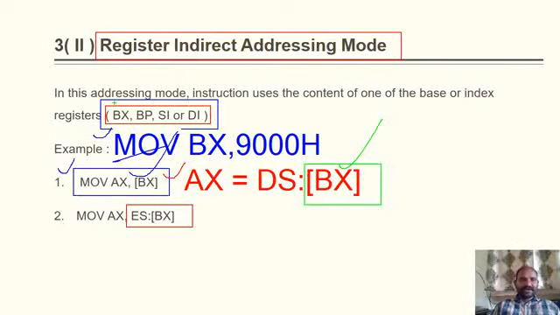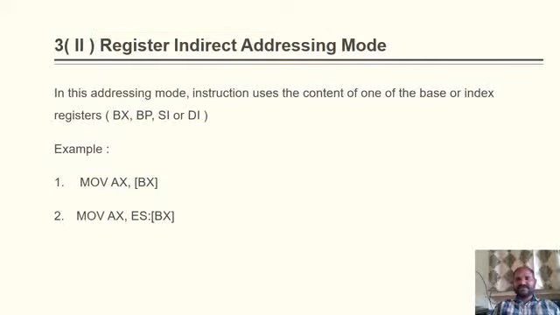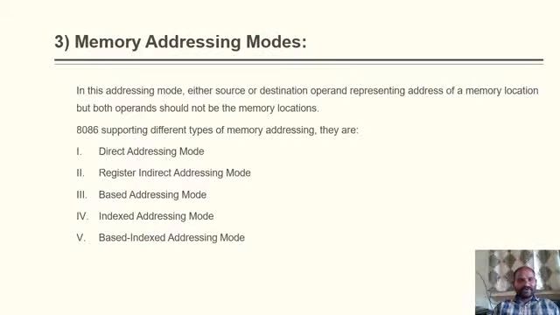Now, based on which registers we are using, whether we are using the base registers to represent the address of a memory location, or the index register, the register indirect addressing modes are again of two types. Not only two, it is going to be three. So what we classified here are base addressing mode, index addressing mode, base index addressing mode, and register indirect addressing mode.